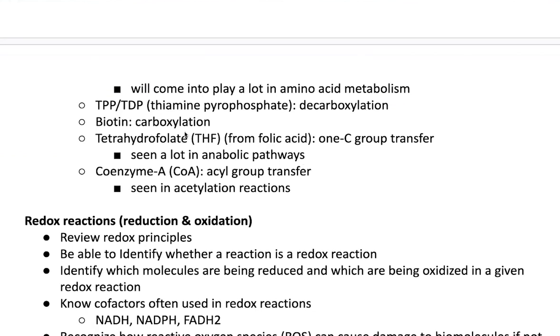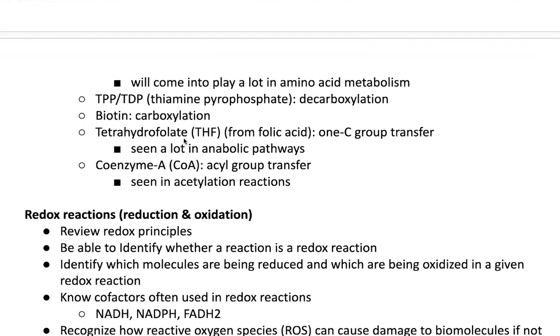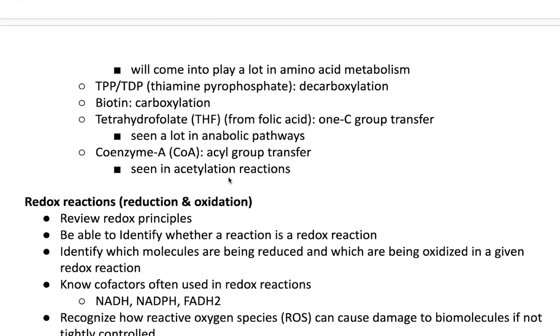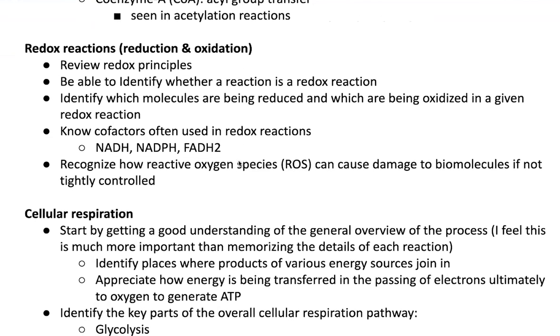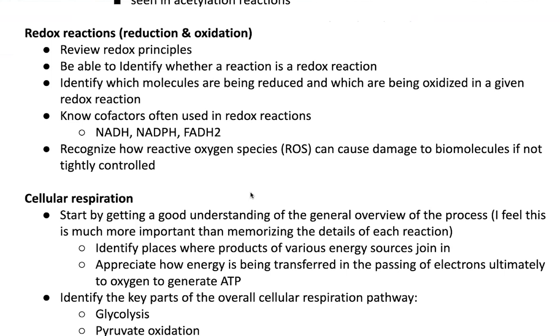And so you see this a lot in anabolic pathways. So when we're building molecules up. Coenzyme A, CoA, this is involved with acyl group transfer. So you might see acetyl-CoA a lot. So this is seen in acetylation reactions. So you'll see a lot of redox reactions, especially when it comes to things like cellular respiration, which is where we're breaking down glucose to get energy.